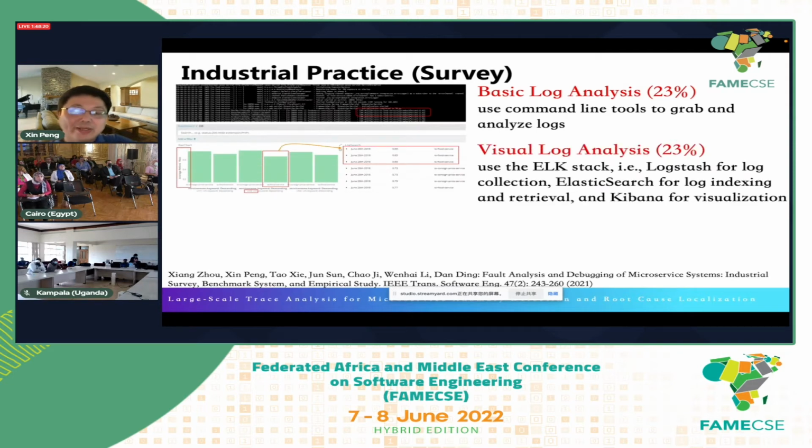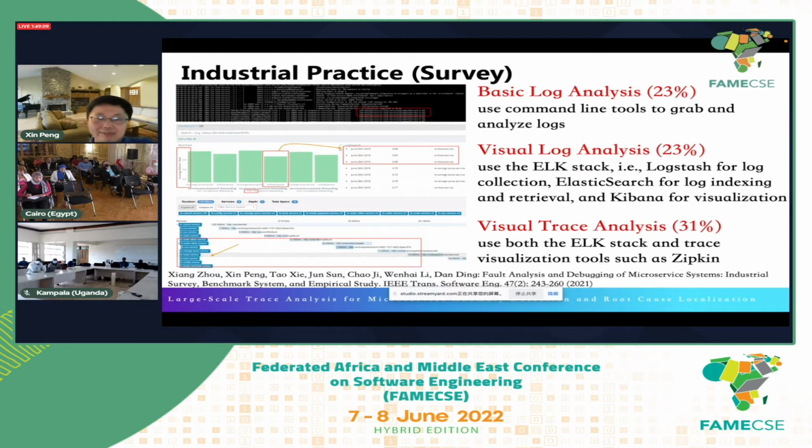Some engineers will use more advanced tools to support visual log analysis. They will use the ELK stack. That means using Logstash for log collection, Elasticsearch for log indexing and retrieval, and Kibana for visualization. You can see the figure here. For example, we can use the ELK stack to produce visualizations like this. You can see different kinds of log events and the number of each kind, and then you can get some hints about the root cause of the fault.